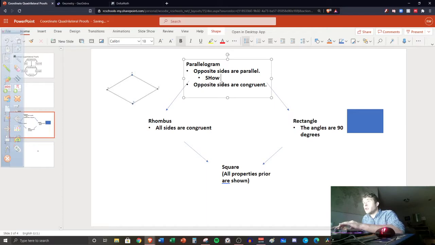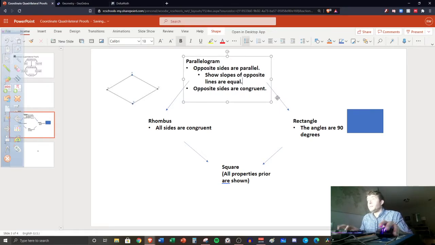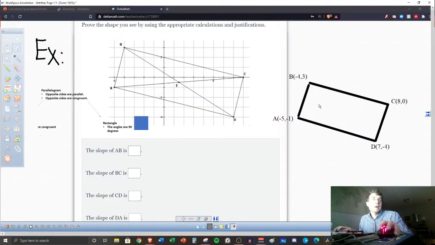So we need to show slopes of opposite lines are equal. That's what we want to do first. So we have to actually calculate this to show it.